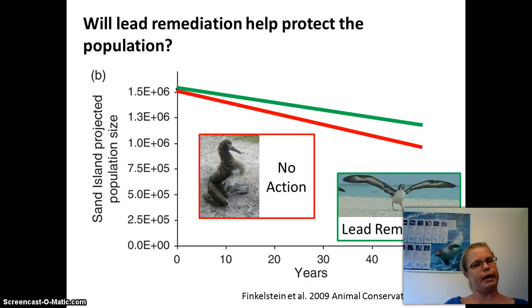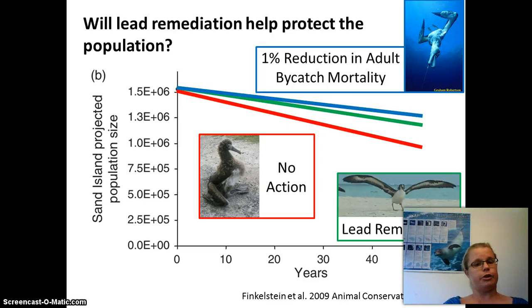What about if you could reduce that bycatch mortality? Again, we don't actually know how much bycatch mortality there is. It's really hard to study this because it's happening on the open ocean. There are ships from many, many different countries, many of whom do not report fisheries bycatch. But if, say, we could reduce mortality of that adult stage 8 by 1%, this is what the graph would look like. So that would increase the population growth rate more than lead remediation.